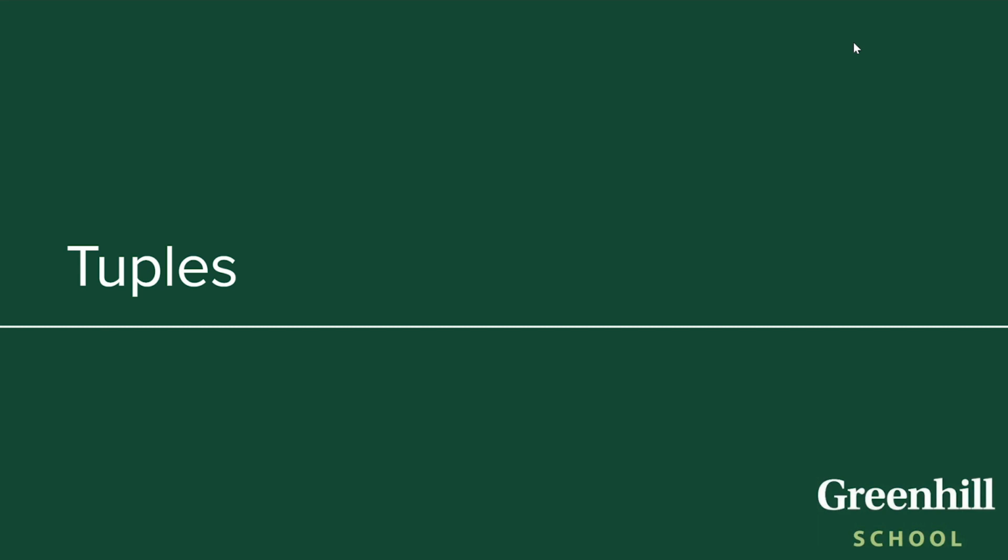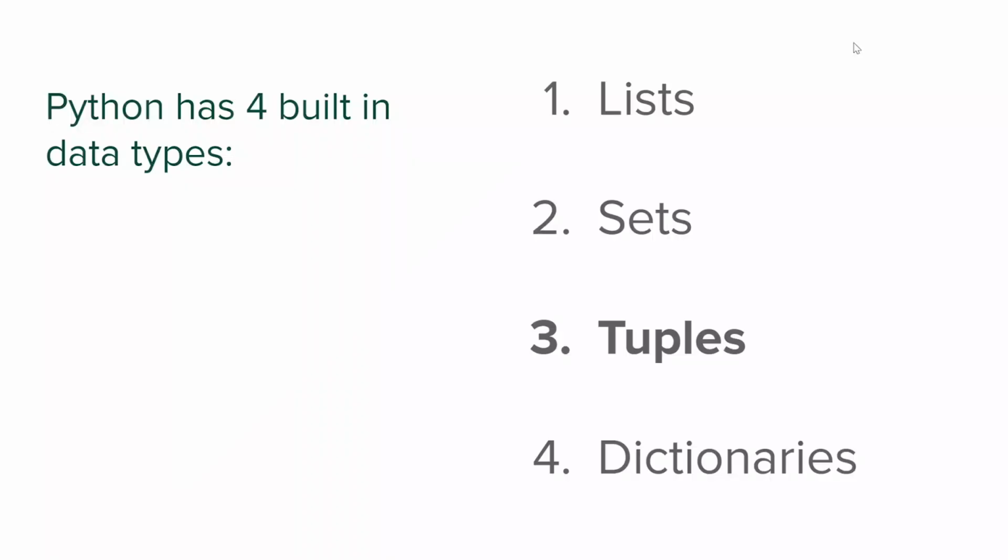This lesson is about tuples. We talked previously about how there are 4 built-in data structures in Python, which aren't just variable data types, but rather structures we can use to store multiple pieces of data in one structure. We talked about lists and sets in the previous lessons, and now we're going to move on to something called tuples. So what exactly are tuples?